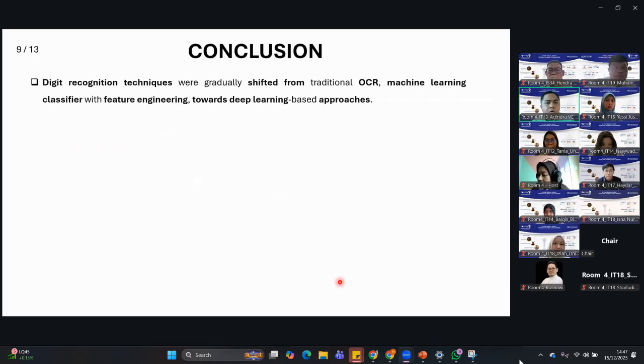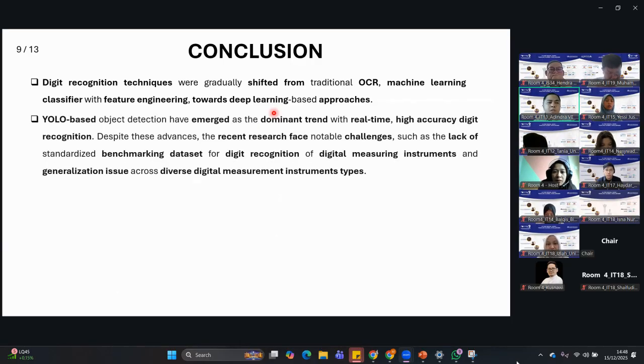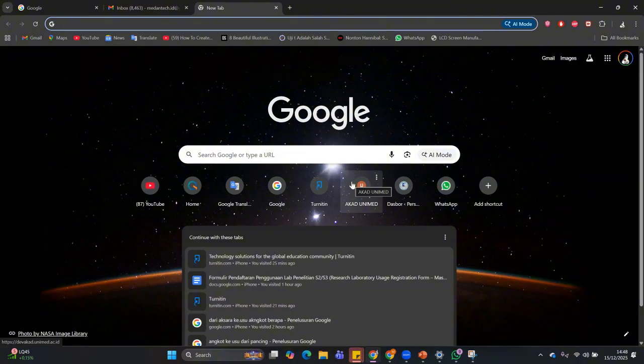Then I conclude my paper. Digit recognition is shifting from OCR and machine learning classifiers towards deep learning based approaches, and YOLO-based object detection has emerged as the dominant trend with the highest accuracy for digit recognition.